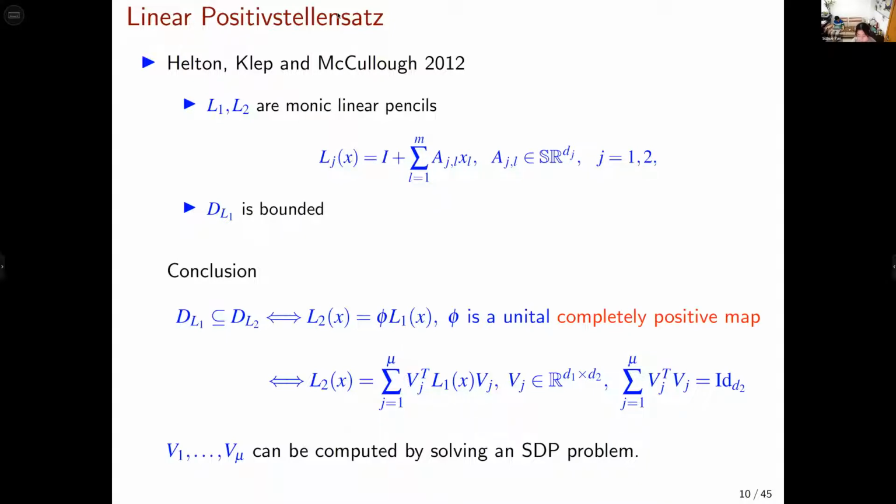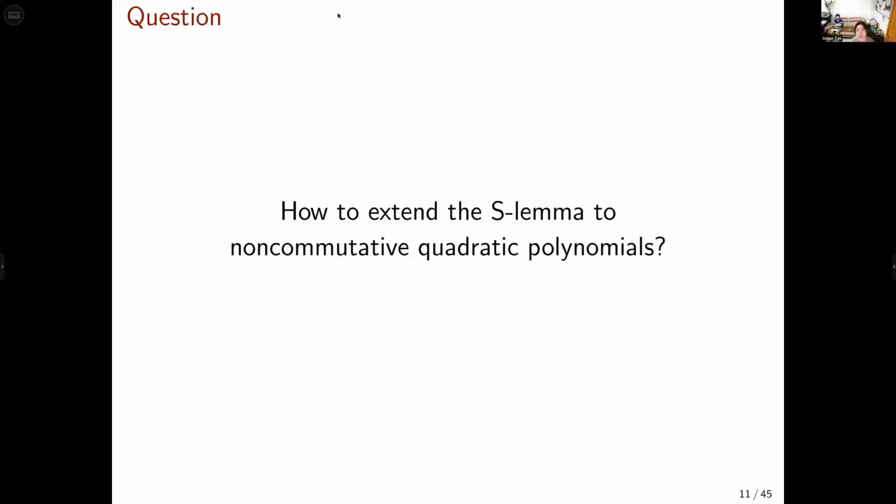And here the Vj is a representation matrix. So we can compute V1 to V mu by solving only one SDP problem. And then this is our question: how to extend the S-Lemma to non-commutative quadratic polynomials?